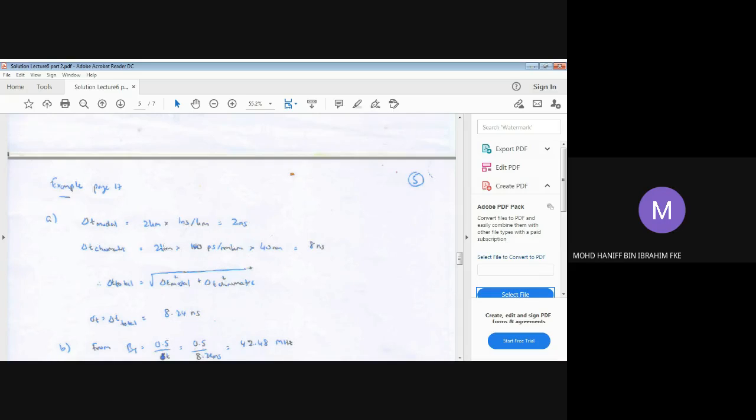I repeat again, yeah? So delta T here comes from the dm, which is 100, multiplied with the L, which is 2 kilometers, multiplied with the delta lambda, which is 40 nanometers. So that will give us 8 nanoseconds. For the intermodal, we simply multiply the intermodal dispersion parameter with the length. So we're going to get 2 nanoseconds. So that should be the value of your intermodal dispersion and chromatic dispersion.